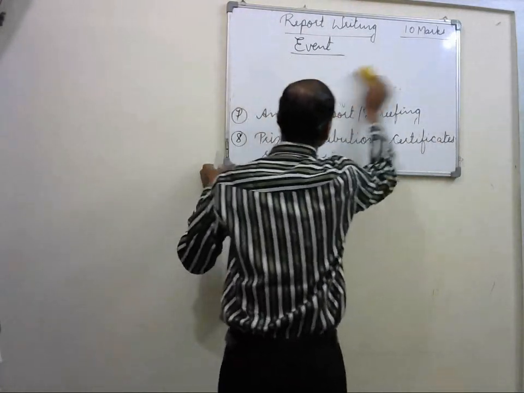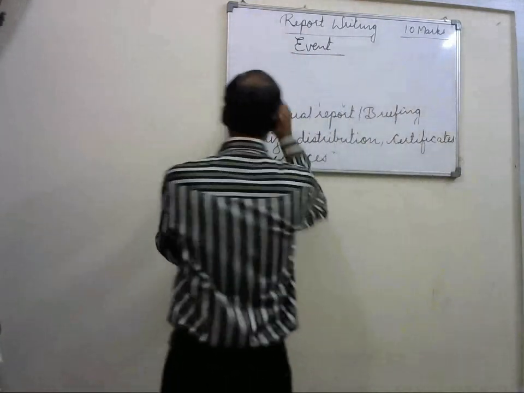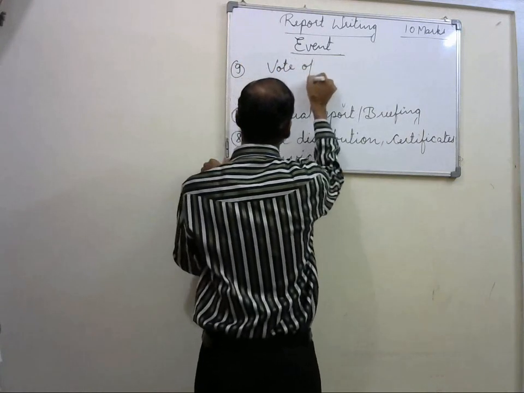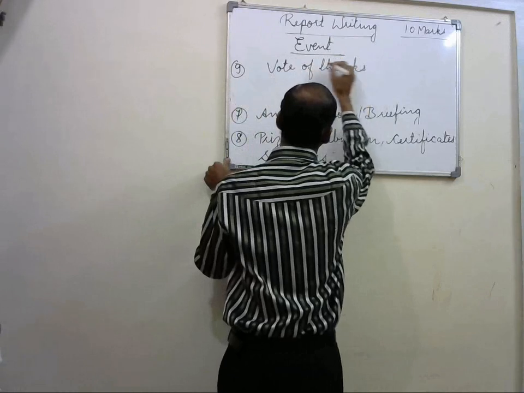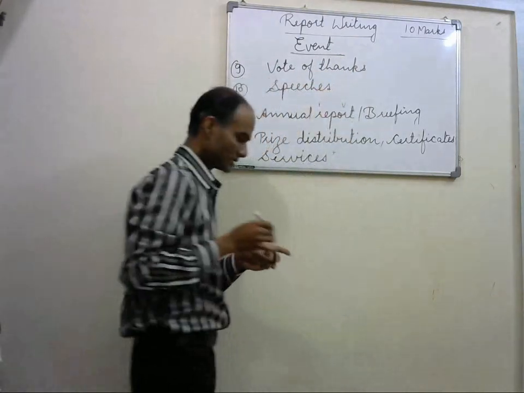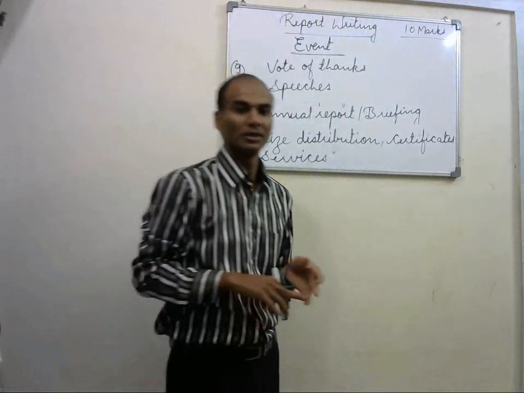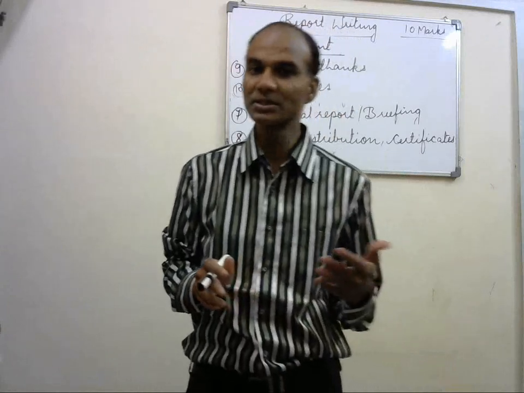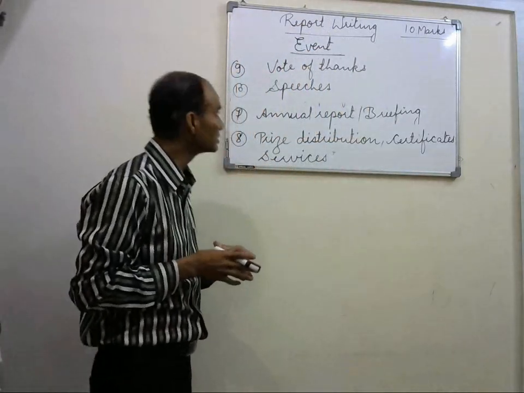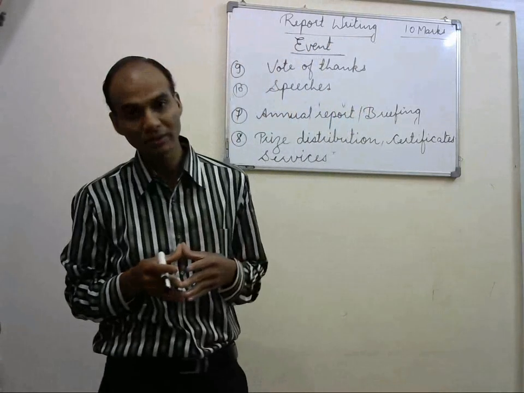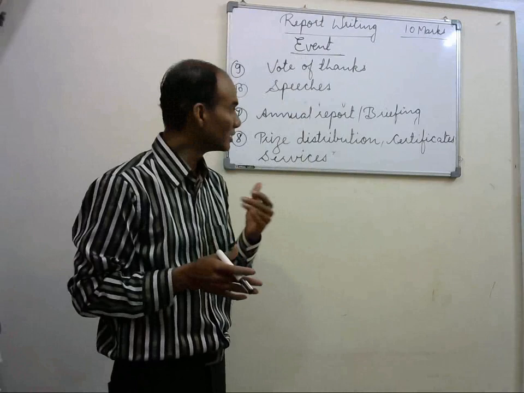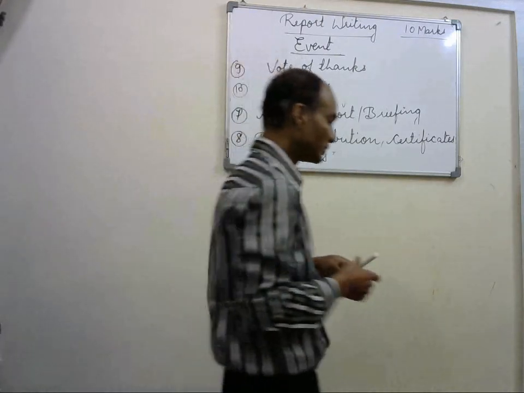Then it can be about word of thanks. Then we can also mention about speeches. So we can mention about the speeches that whoever gave the speech there, like the chief guest and the other guests, whoever were invited. So whoever delivered the speech there, and also about the vote of thanks, that before the program was over, the authority or the organizer thanked all the guests and visitors, the audience, people there. So that is to be included.